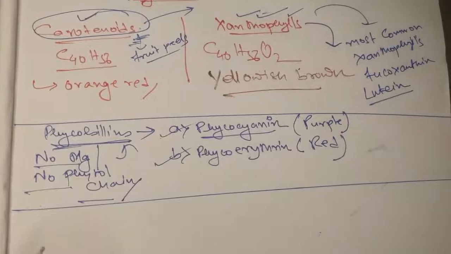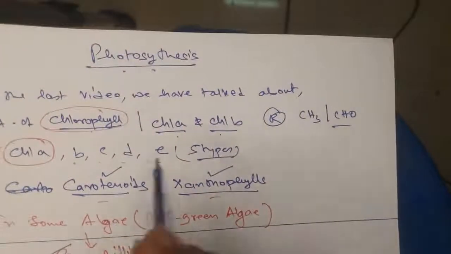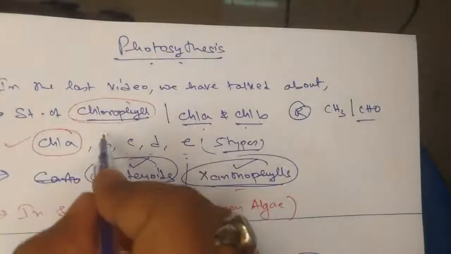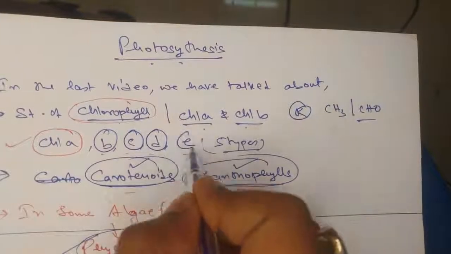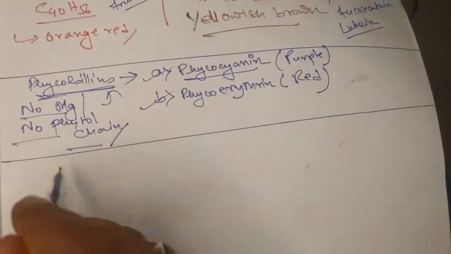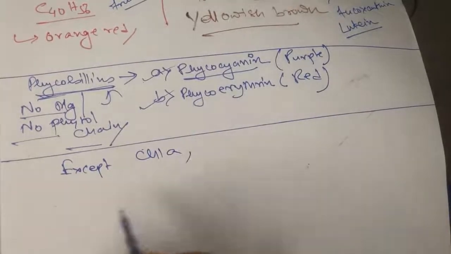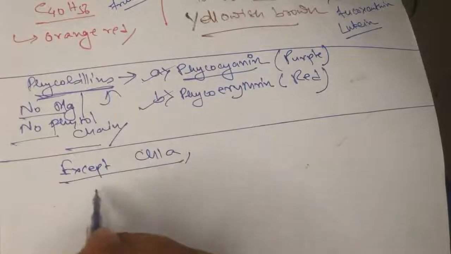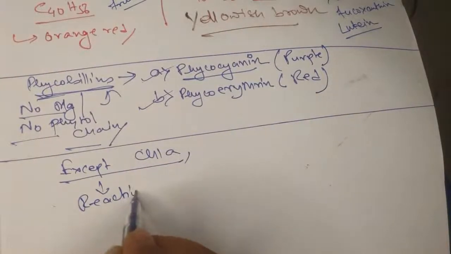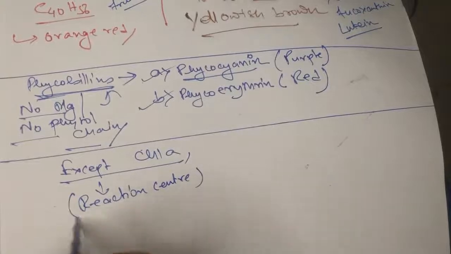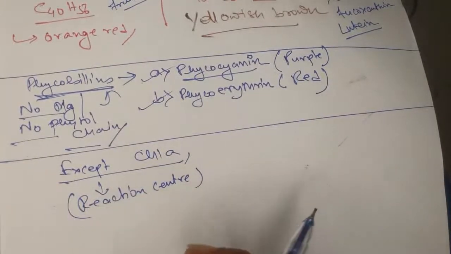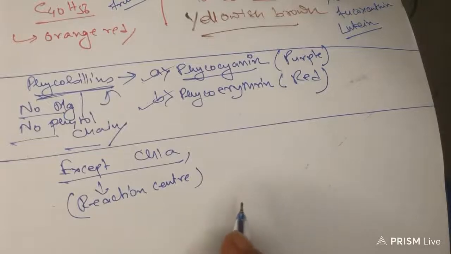Now moving forward, I am talking about the carotenoids, the xanthophylls, the phycobilins, chlorophyll B, chlorophyll C, chlorophyll D, chlorophyll E, except chlorophyll A, which acts as the reaction center. Now you will ask me, what is the reaction center? You can imagine the reaction center is the place where the process of light capture, or the light reaction of photosynthesis, begins.